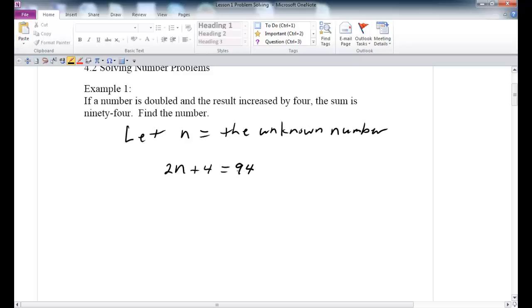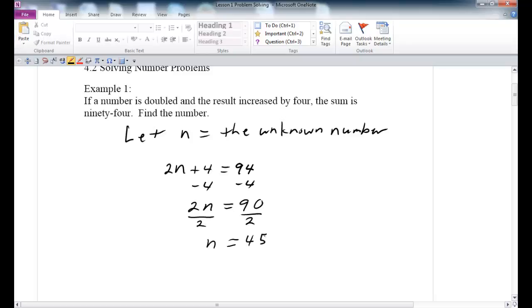Now you'll find the actual algebra we have to do for these problems is much easier than the algebra you did during our algebra unit. And so you should have no problem with this. Let's subtract 4 from both sides. So we have 2n equals 90. Now, since 2n means 2 times n, we're going to divide both sides by 2. And we're left with our answer. N equals 45.